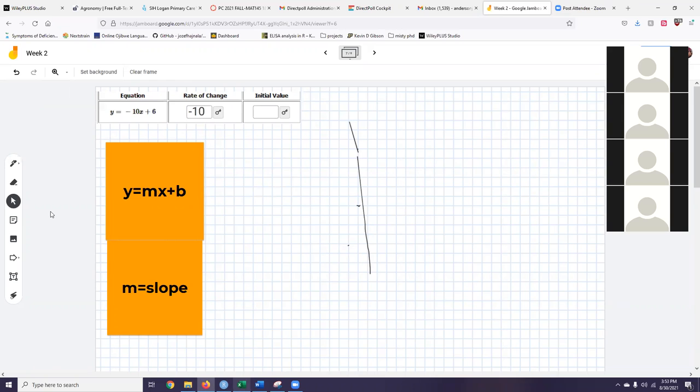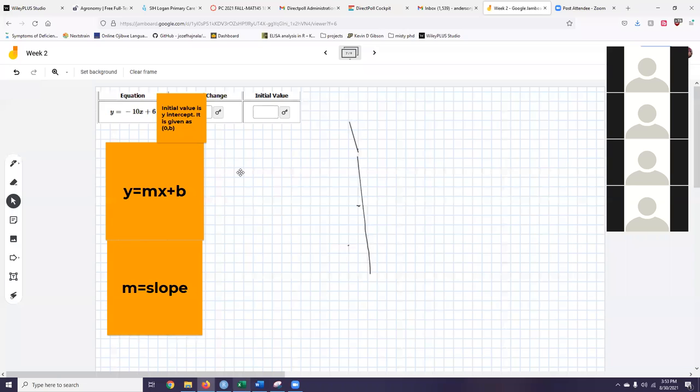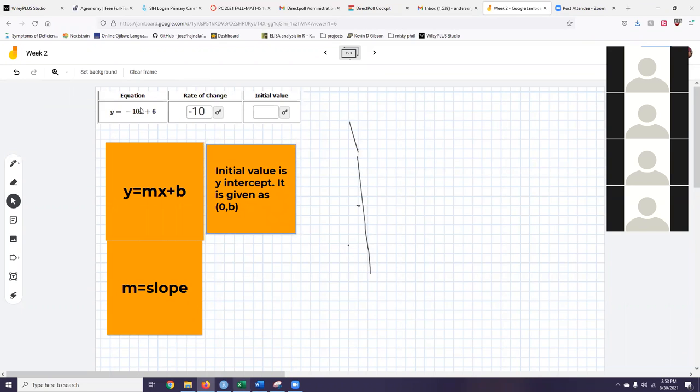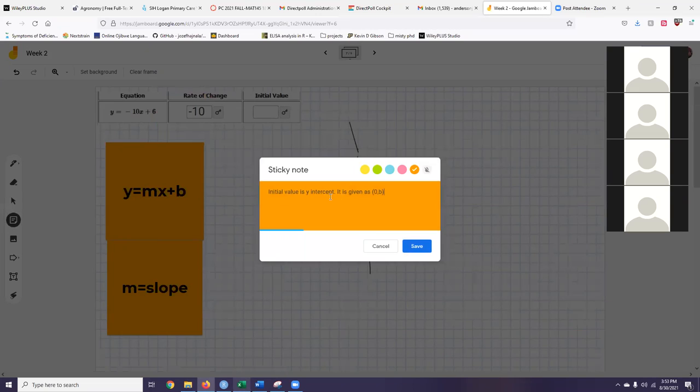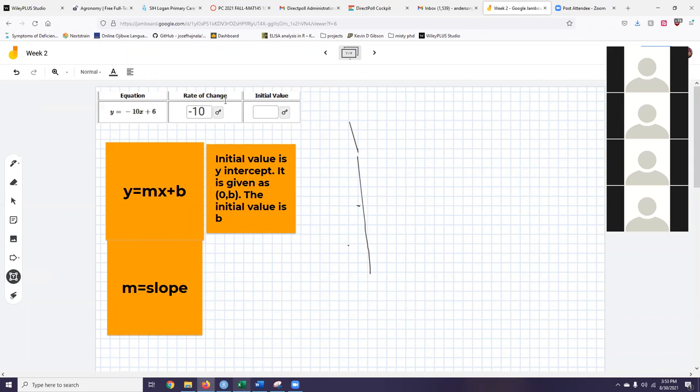The initial value is actually called the y-intercept. So it is given as (0, b). So the y-intercept is (0, b), but the initial value itself is whatever that b is. So that is whatever value up and down from the center start point you give this. In this case, it would be 6.